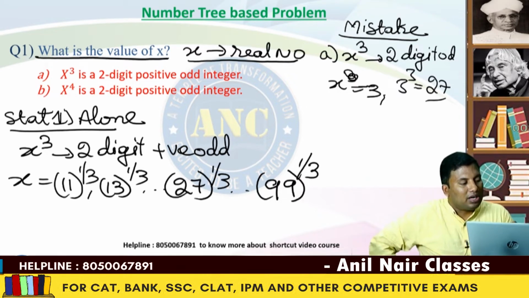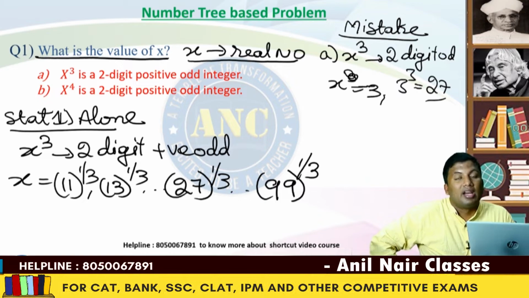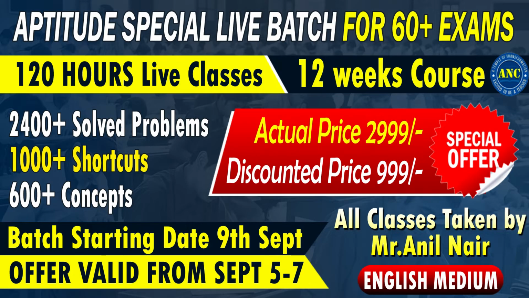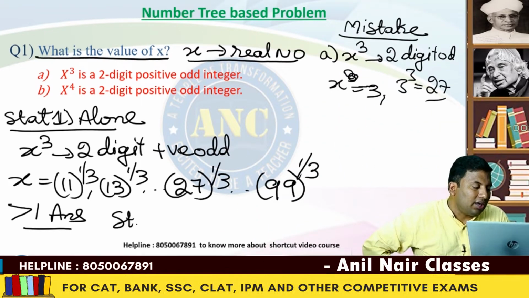11 power 1 by 3, whole cubed, is 11. 11 is a 2-digit odd integer. 13 power 1 by 3, whole cubed, is 13, a 2-digit integer. Up to 99, all these values are possible. I am getting more than one answer. Then I will get into statement 2 alone.